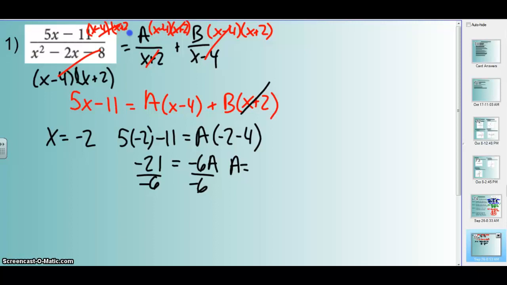Okay, so if I divide those, let's see, I'm going to get 7 over 2. And now I want to find letter B. So for letter B, I'm going to do the same thing, except I'm going to have x be 4. So 5 times 4 minus 11. A cancels, so I have b times 4 plus 2. So 20 minus 11.